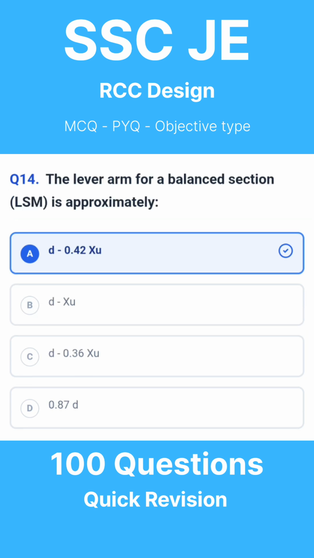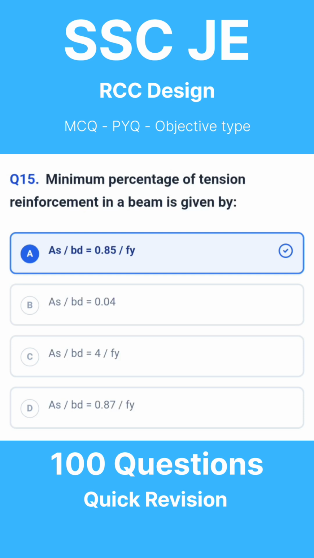Question 14. The lever arm for a balanced section in LSM is approximately. The correct answer is d minus 0.42 Xu. Question 15. Minimum percentage of tension reinforcement in a beam is given by. The correct answer is As divided by bd equals 0.85 divided by fy.